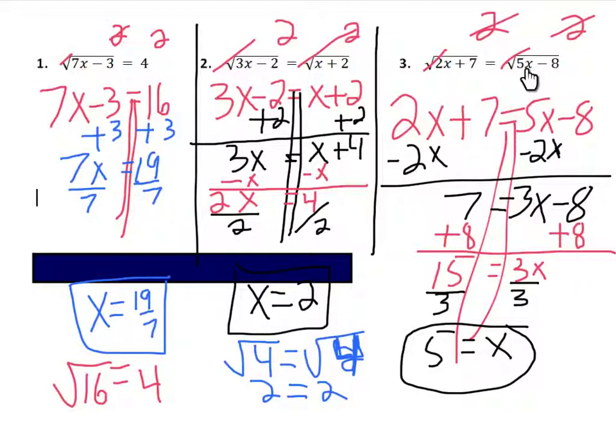Quick check. 5 times 5 is 25. 25 minus 8 is 17, so the square root of 17. Let's double check here. 5 times 2 is 10, plus 7 is 17, so I have square root 17 equals square root 17. It works.